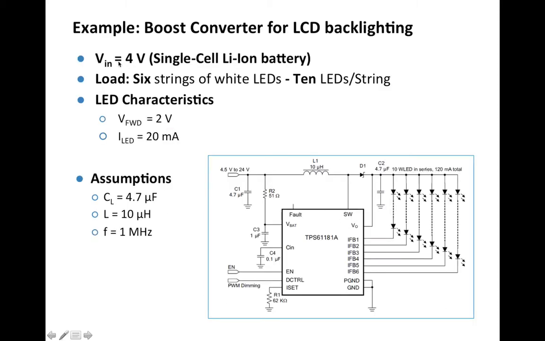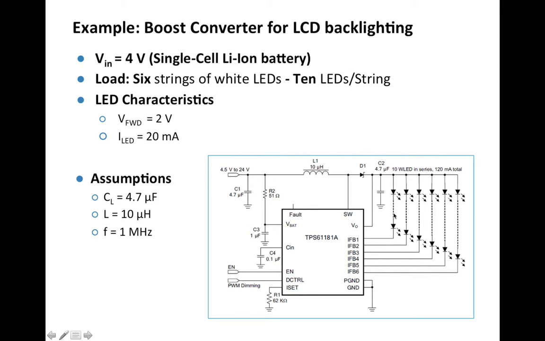So the converter that we're gonna discuss today is a boost converter that's designed for LCD backlighting. In this case, the input is a 4-volt that comes from single cell lithium ion battery. And then the output is 6 strings of white LED drivers. So this is a normal case in LCDs that's used for monitor displays or laptop displays.